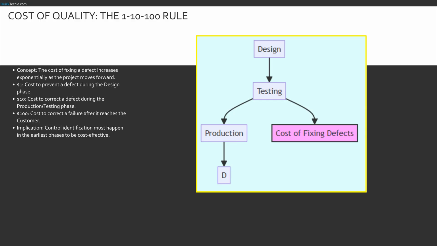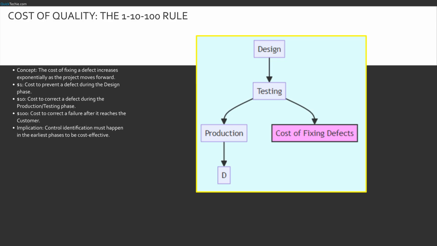Why do we harp on designing controls early? It comes down to economics, the 1-10-100 rule. It costs roughly $1 to prevent a problem during the design phase. If you miss it there and have to fix it during coding or testing, the cost jumps to $10. But if a defect or control failure reaches the customer or production, the cost to fix it, including reputation damage and remediation, skyrockets to $100.